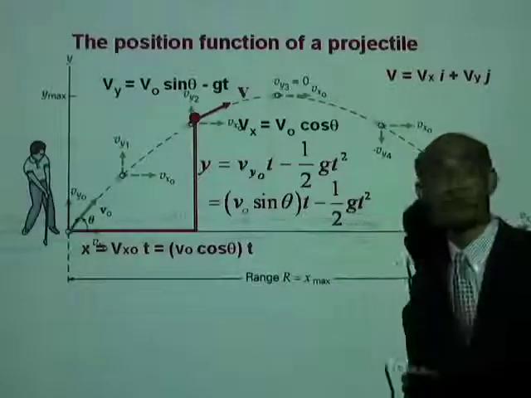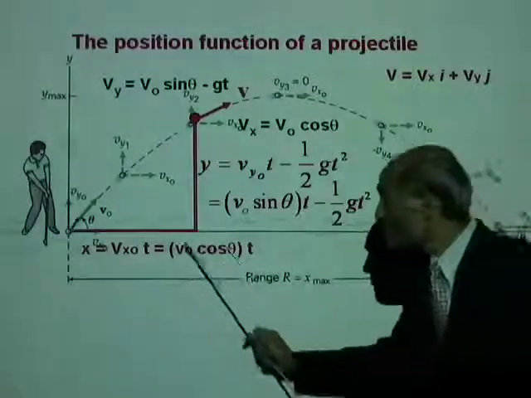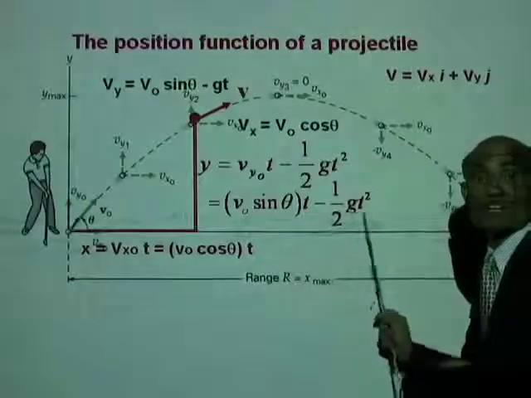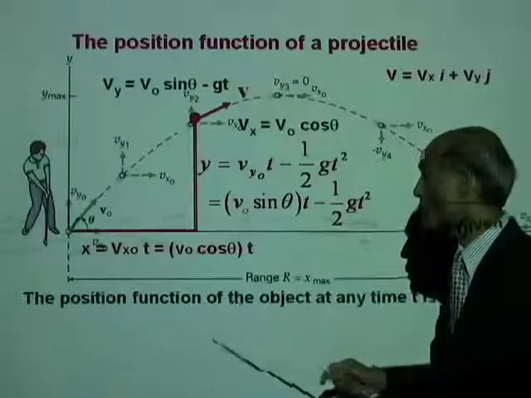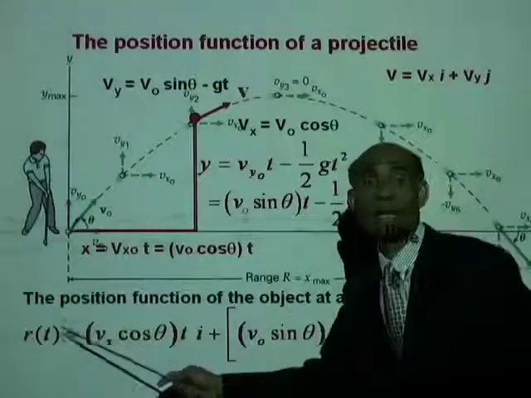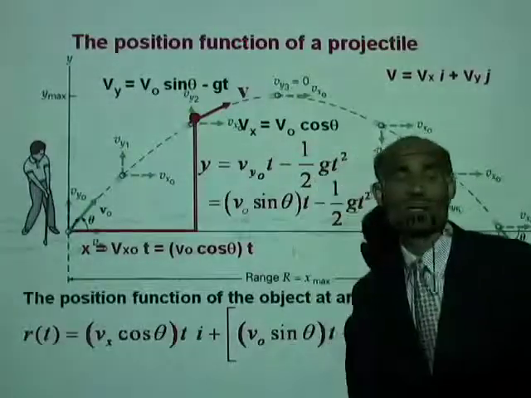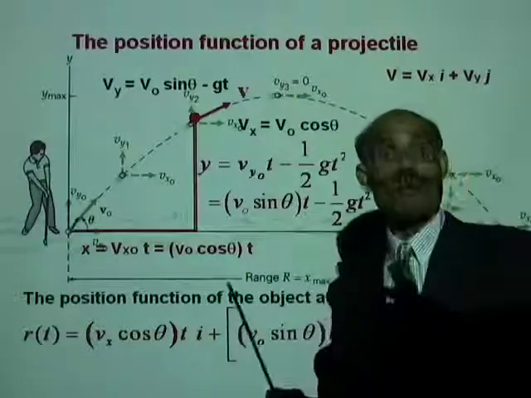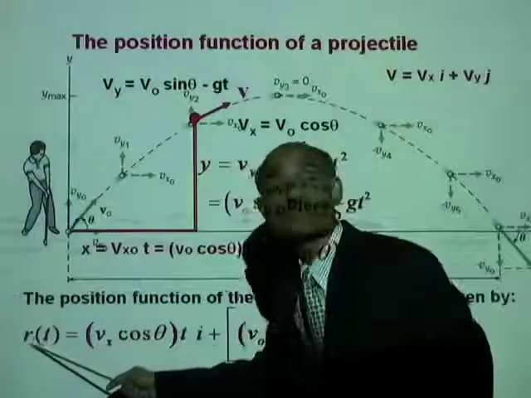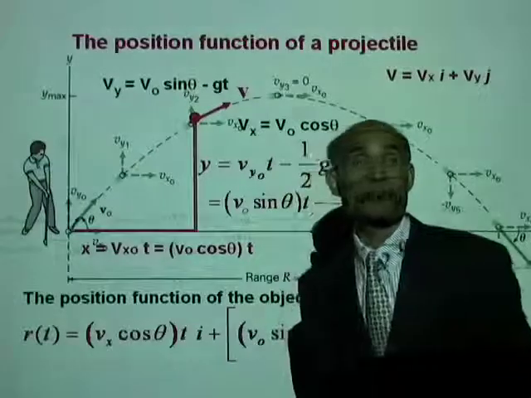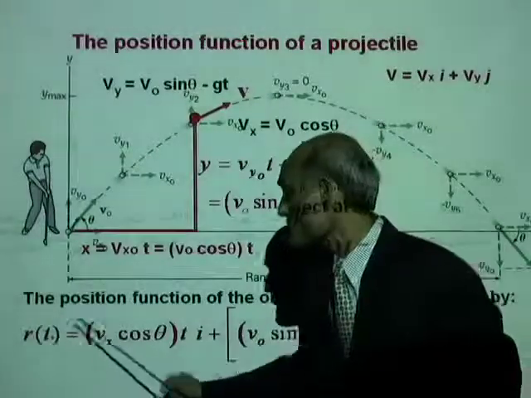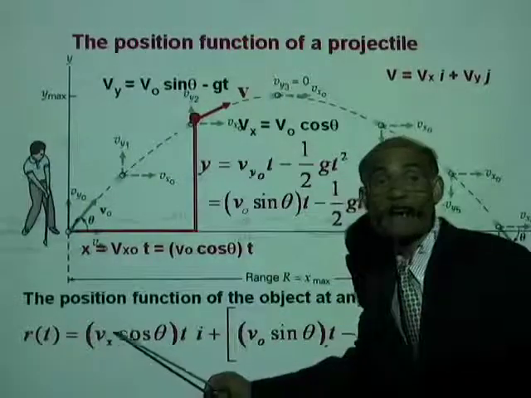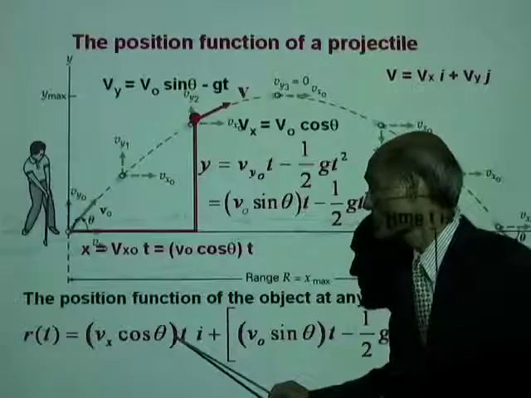Alright, can you write the position function? This is the x position and this is the y position. So we will write the position function as r of t. Now the position is not x, not y, so we will use the letter r to represent the position. r of t equal to the x position, Vx cos theta times t.